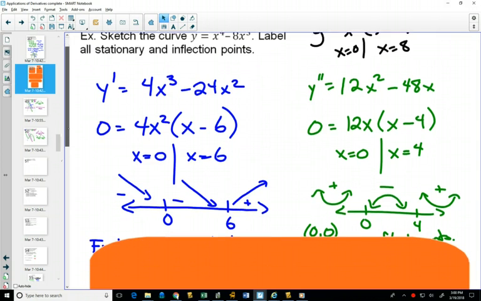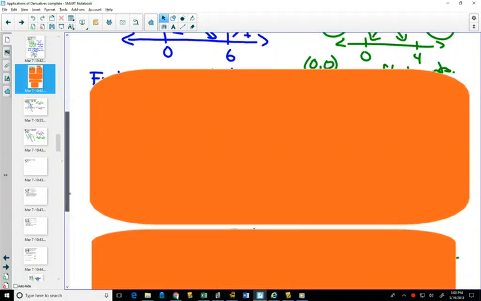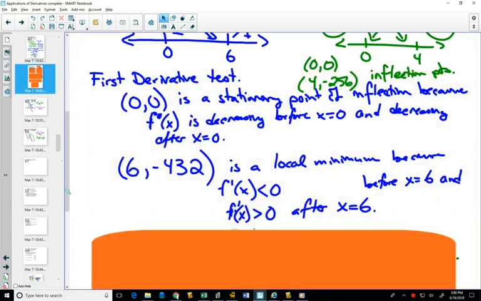Now, what I did in this question is I wrote out for you, is it all right if I scroll that far down already? Yeah? I wrote out, here's the first derivative test. So from my first derivative test, I could say 0, 0 is a stationary point of inflection because f of x is decreasing before x equals 0 and decreasing after x equals 0. So the fact that it stays decreasing means that it's going to be a stationary point of inflection.